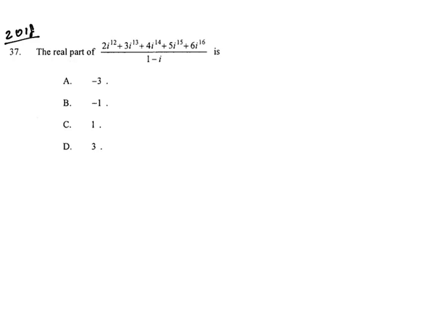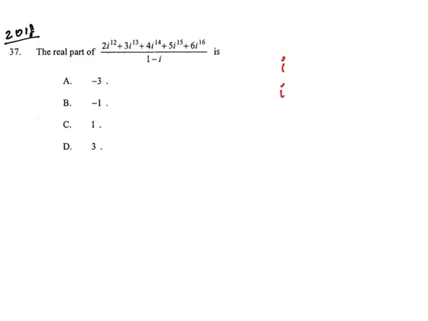2018 Paper 2, Question 37, complex number. You can see the indices with high powers, that means i to the power 12, i to the power 13 to 16. So we'll use the looping of i.